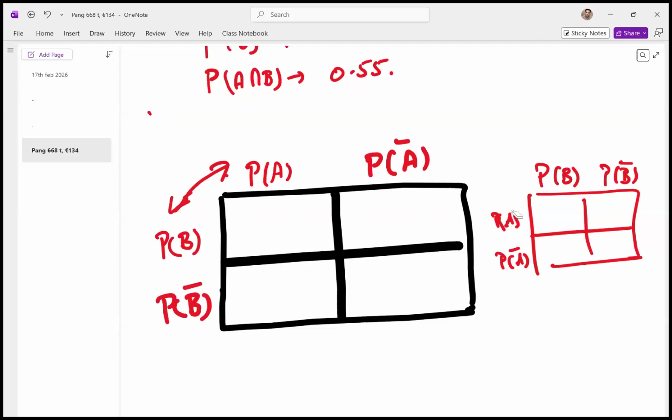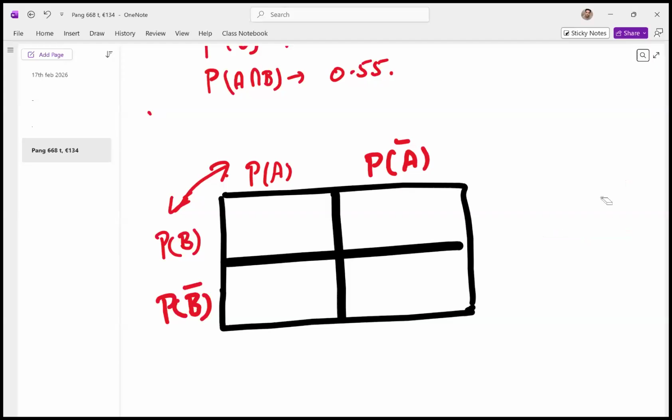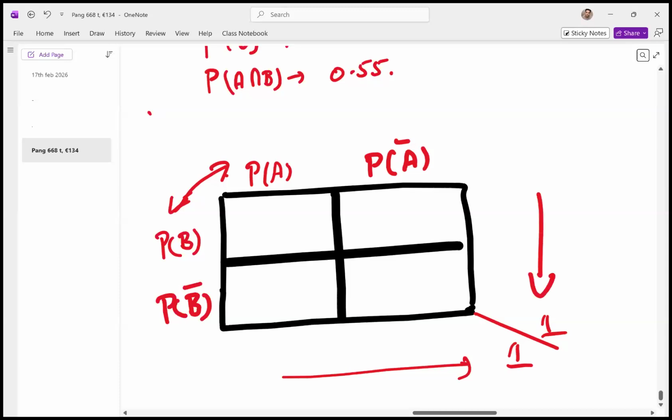All right, and one more thing I want to tell you: when you're drawing a two-way table, the sum of all the values should come out to be one here. The sum of all the probabilities should be one. If you add the values from this side, this should come out to be one.